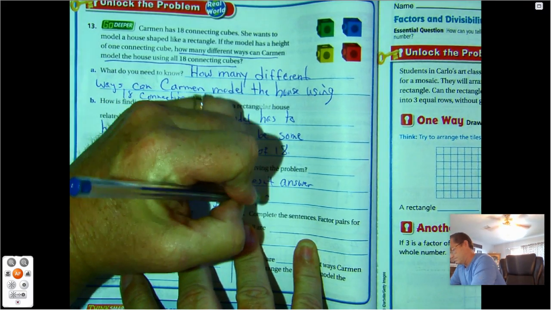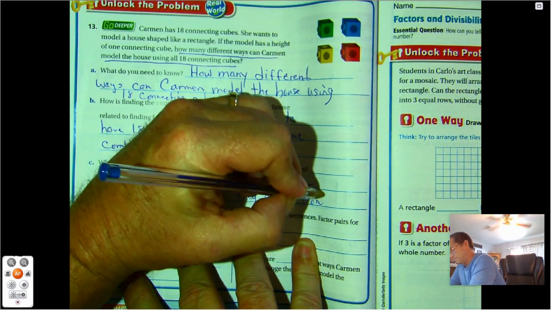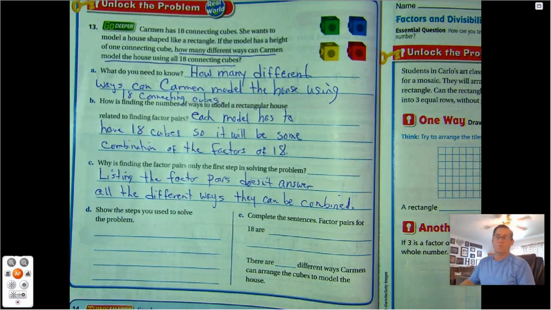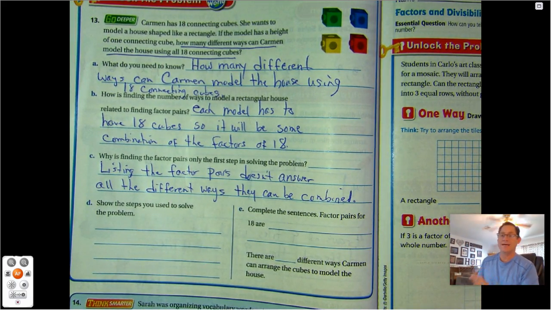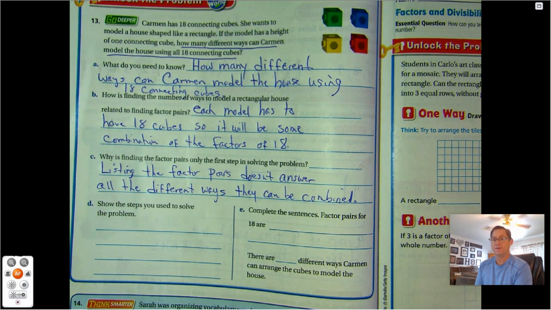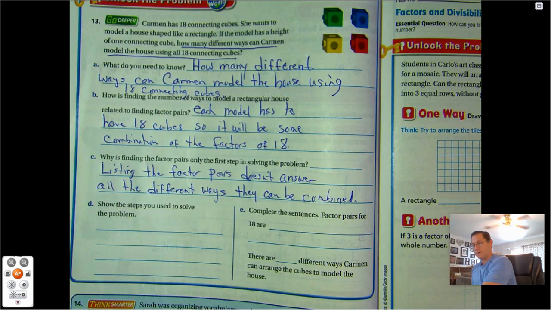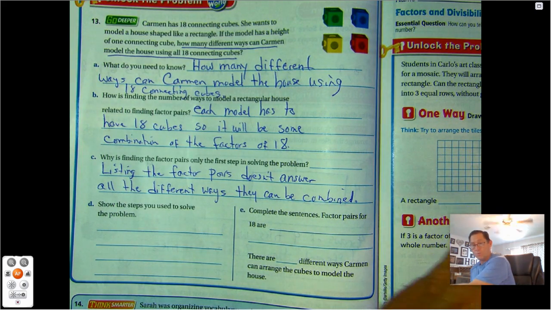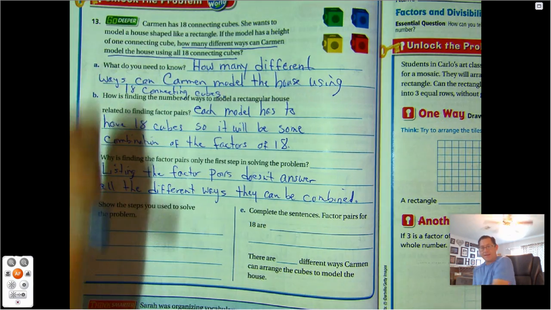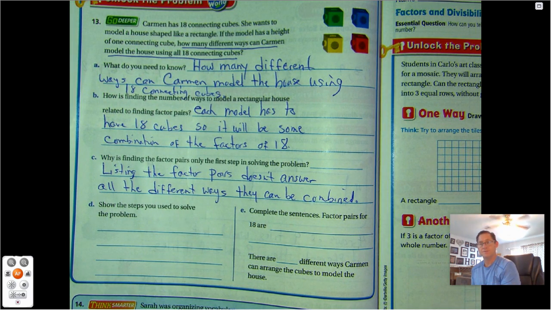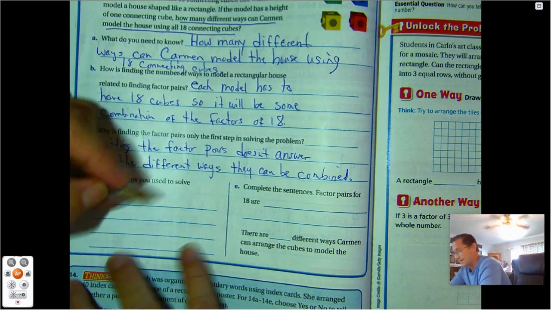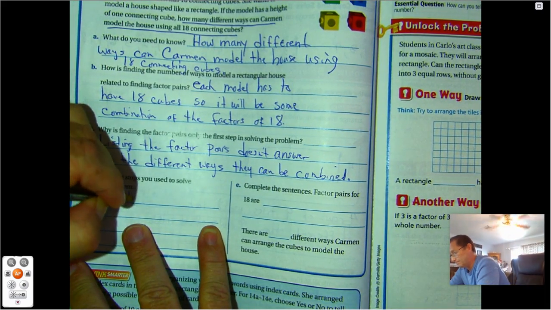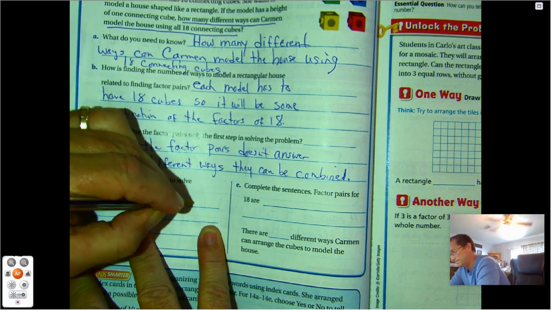Okay, so what I'm trying to explain here is that if I say 1 times 18, we know that is a factor. But would one row of 18 look different than 18 rows of 1? Would the house look different? Well, it should, right? Okay, so we're going to list the factors of 18. List the factor pairs of 18. So we know 1 times 18.